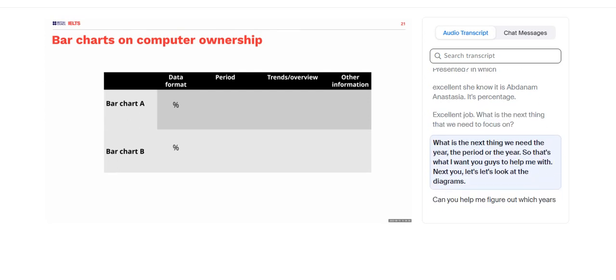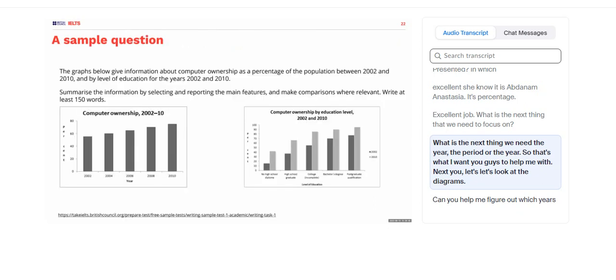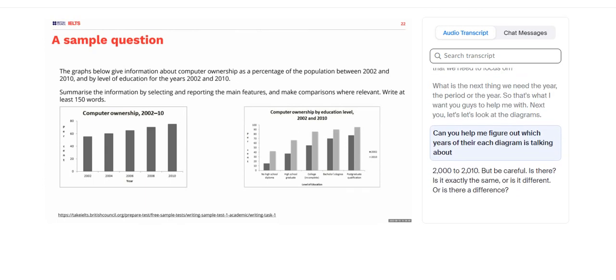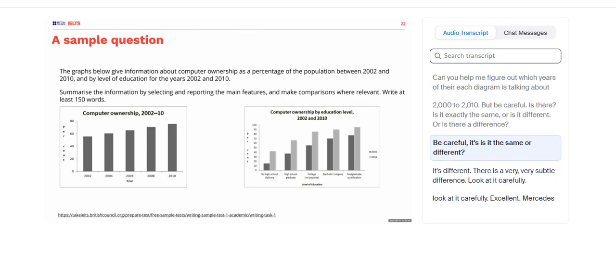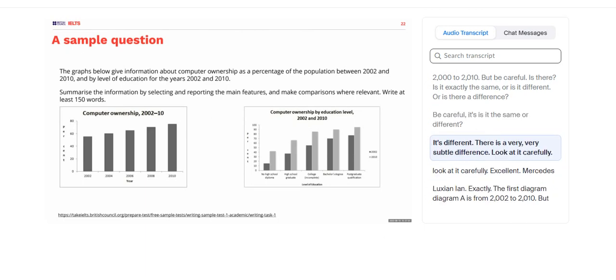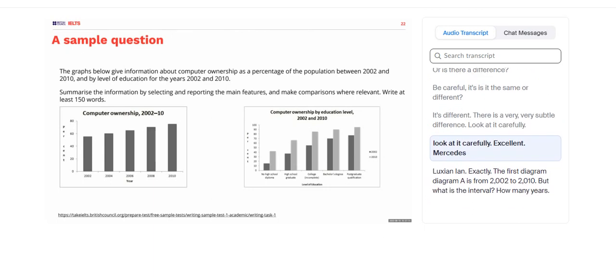What is the next thing we need? The year, the period, or the year. So that's what I want you guys to help me with next. Let's look at the diagrams. Can you help me figure out which years each diagram is talking about? 2002, 2010, but be careful. Is it exactly the same or is it different? Be careful. It's different. There is a very, very subtle difference. Look at it carefully.